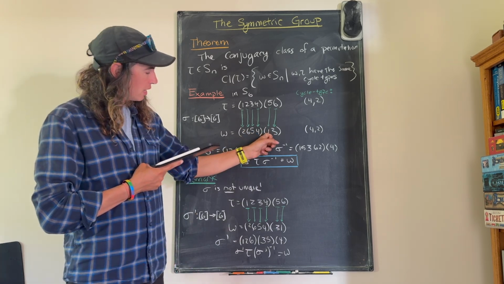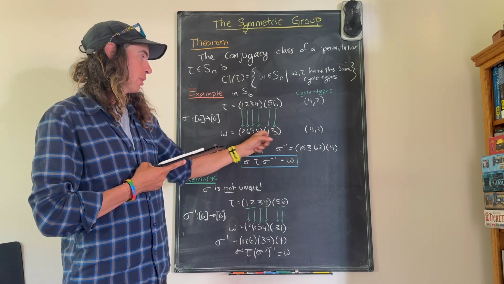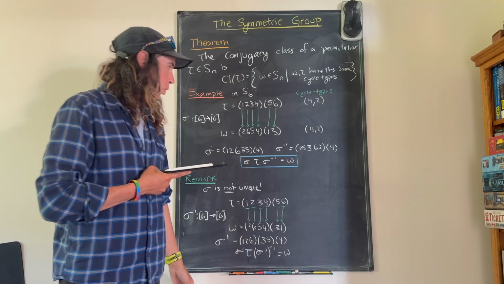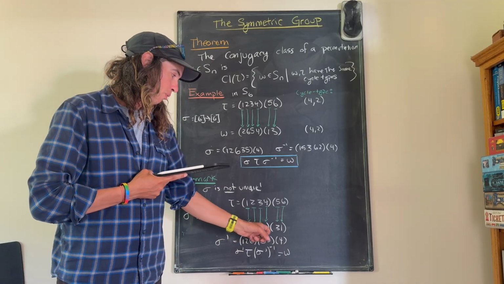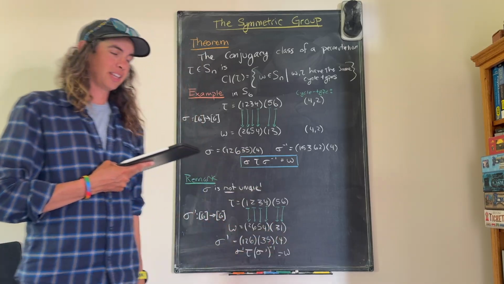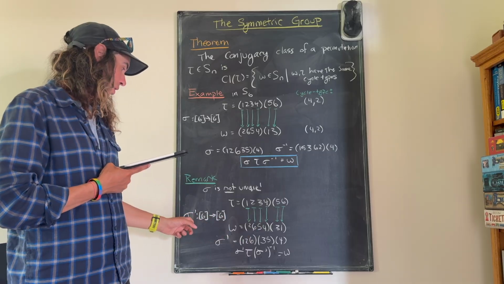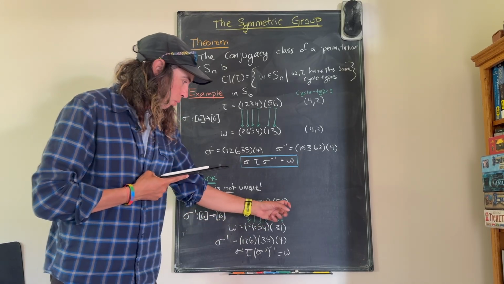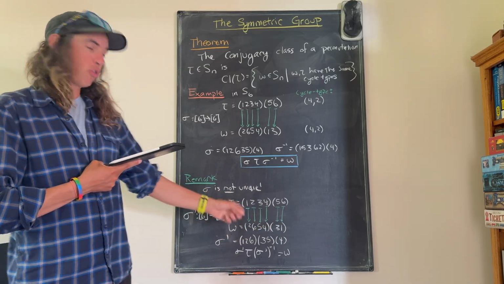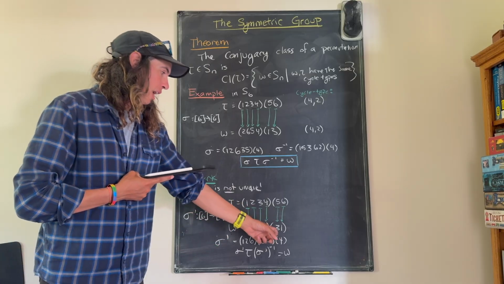But of course, the cycle (1, 3) is the same as the cycle (3, 1). I mean, this cycle sends 1 to 3 and 3 to 1, and so does this one. So I can just as easily have written omega as (2, 6, 5, 4) as the first cycle, and then (3, 1) as the second cycle. And then I can create a new element of S6, sigma prime, in the same exact way, just by drawing arrows downward. And of course, I'm going to get a different element of S6 because I've rearranged these numbers.